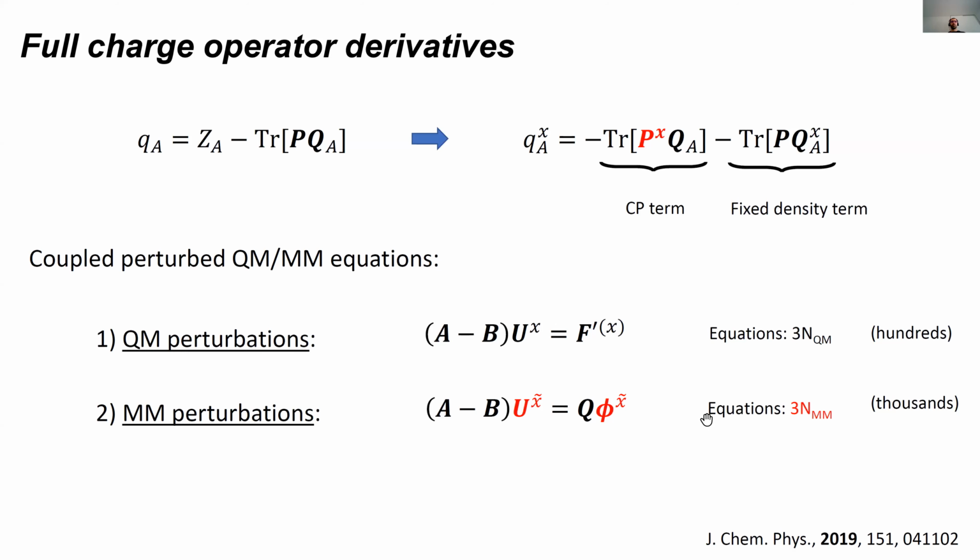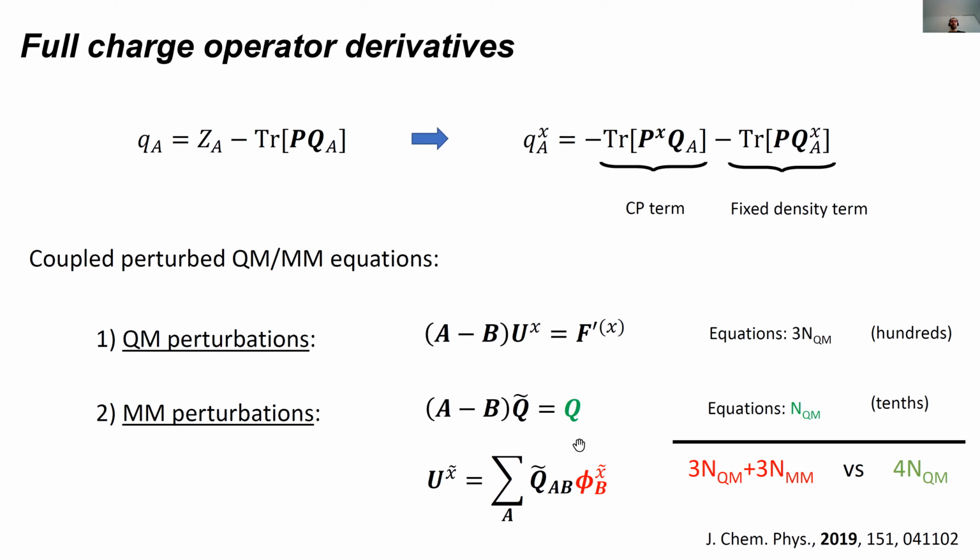And the problem of this is that the number of MM atoms is usually 10,000, 20,000. So that means that we should solve 20,000, so 60,000 times the coupled perturbed equations, which would make all this Hessian construction, Hessian building, untractable. However, we found an easy workaround.